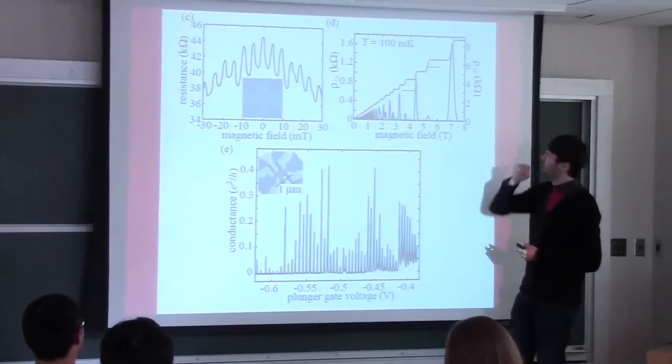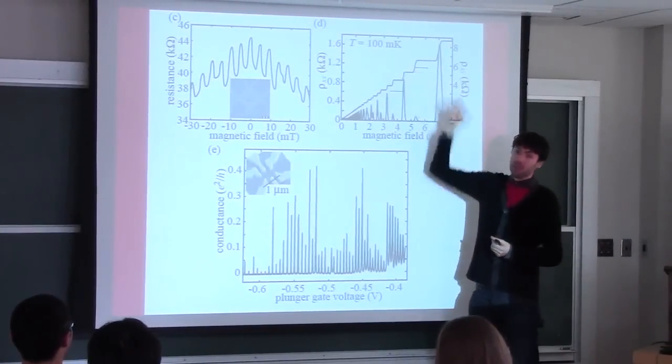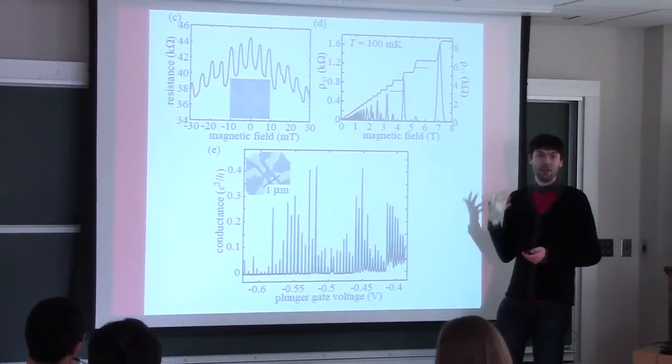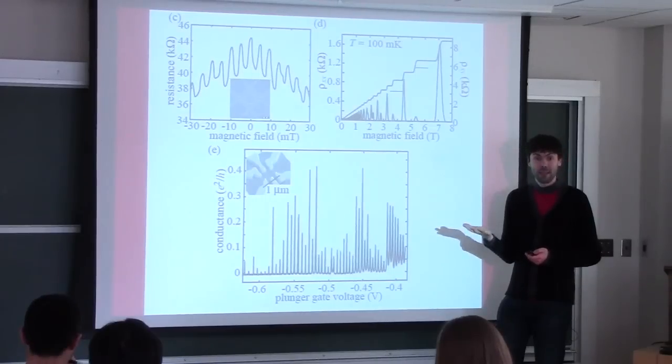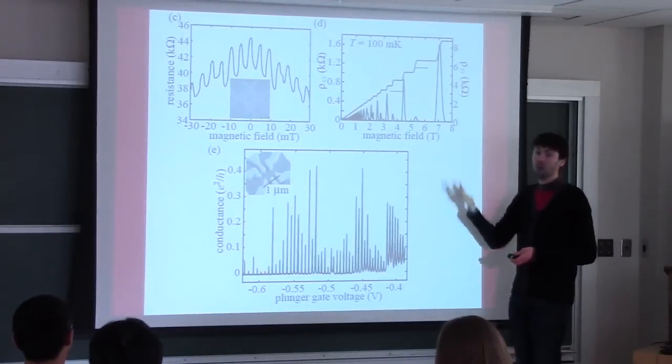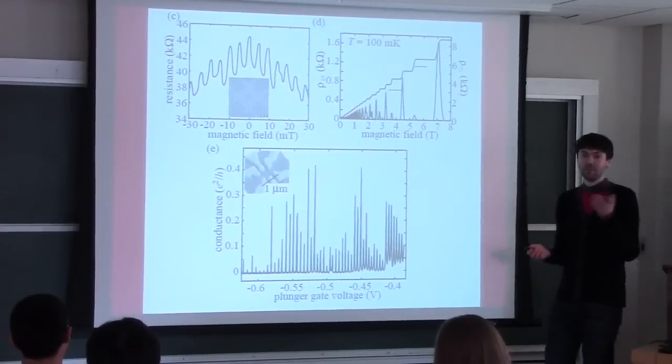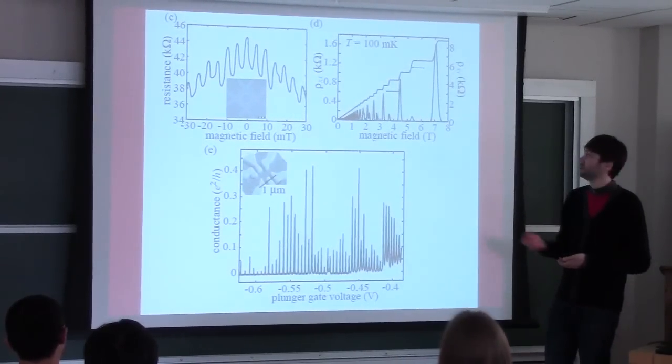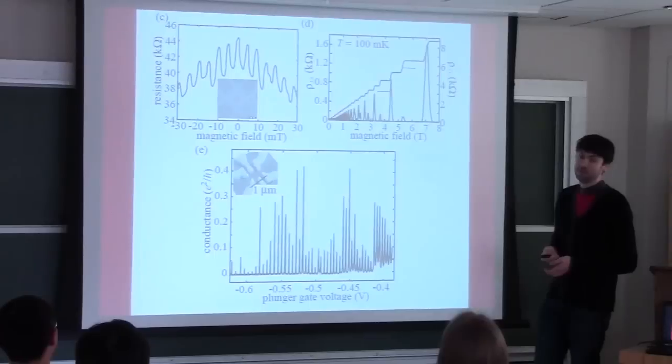Yeah, because here you have something which is of order kilo ohm, and conductance quantum is 20 kilo ohms. So that means we have on the order of 20, a little bit less, conducting channels at the top of this graph.